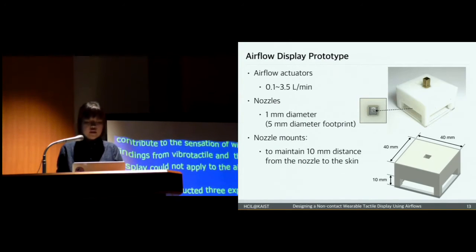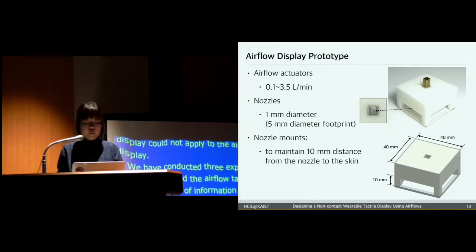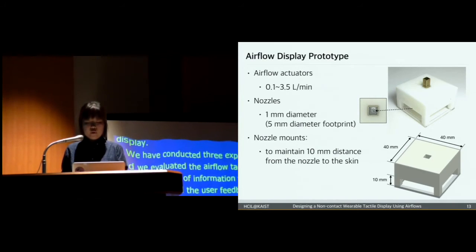To conduct the psychophysical experiments, we built an airflow display prototype. An air pump was used to control the airflow rate, and we used 1 mm diameter nozzles that were mounted at a distance of 10 mm from the user's skin.